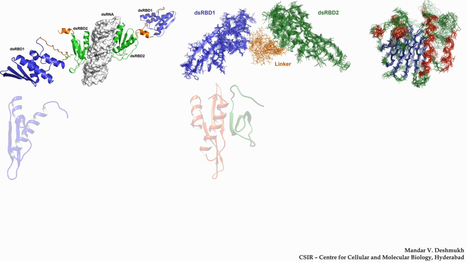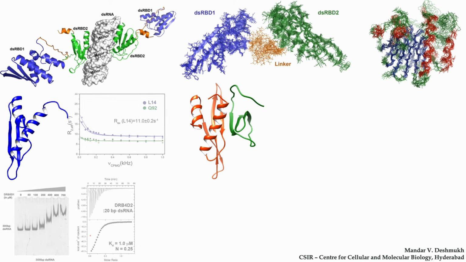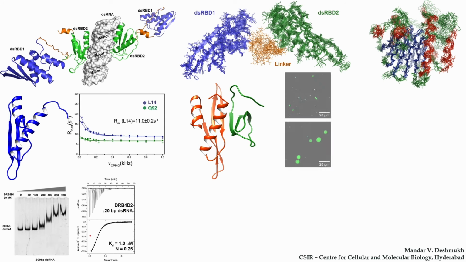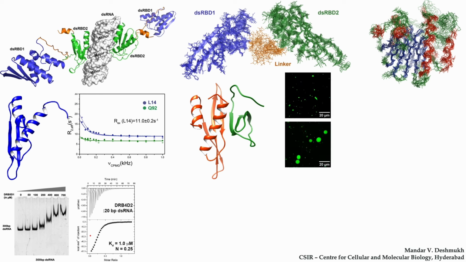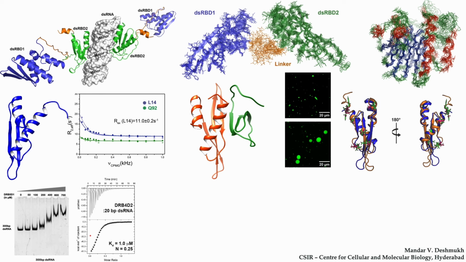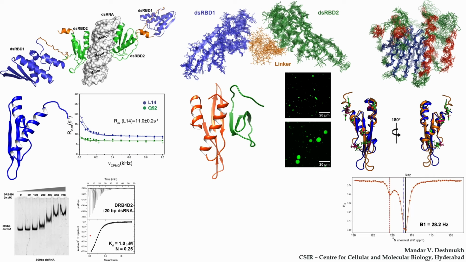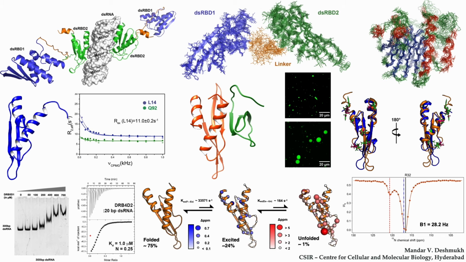In addition to that, we looked at the DRB2 and DRB 7.2 complex. We also use a lot of non-NMR techniques like ITC, EMSA. Recently, we also found liquid condensates in the RNA bound system, and we also identified that very similar looking domains have a very interesting dynamics that makes them distinct in terms of the conformational space that they sample.